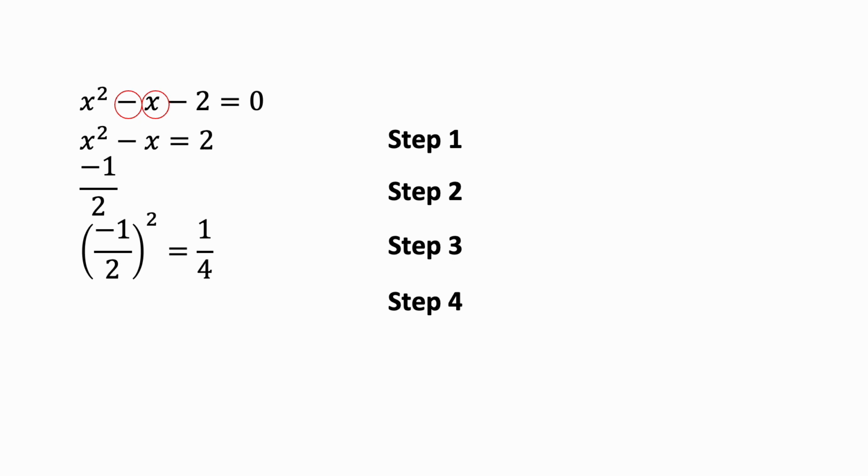Step 4. Add the number you get in step 3 to both sides of the equation you are given. So, x squared minus x, we're adding a quarter, equals 2, then we're adding a quarter. You got this, right?